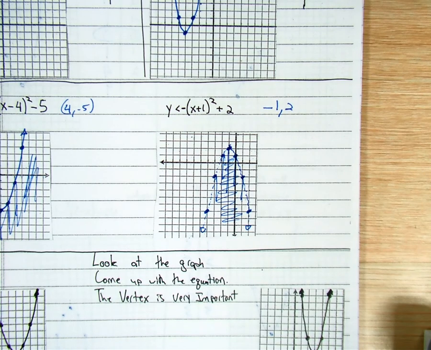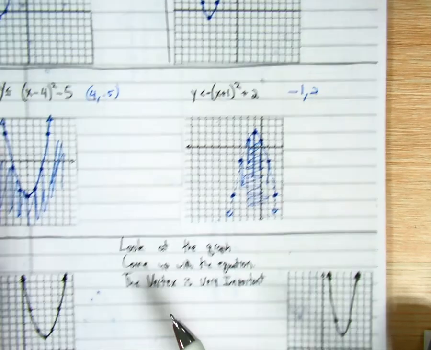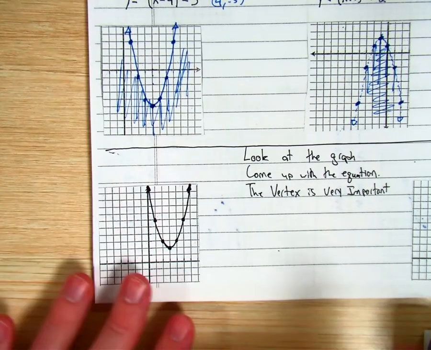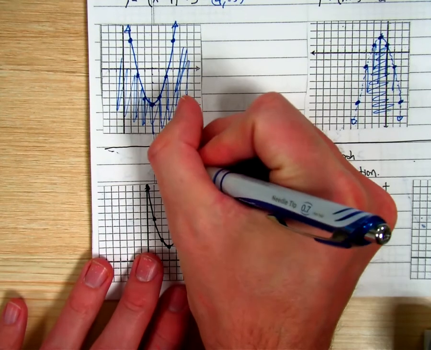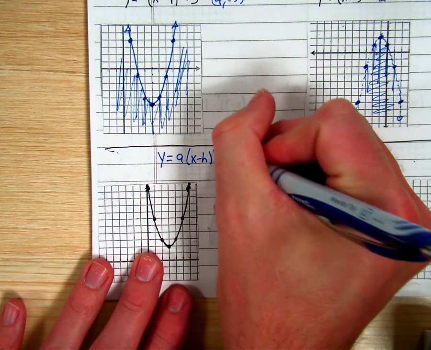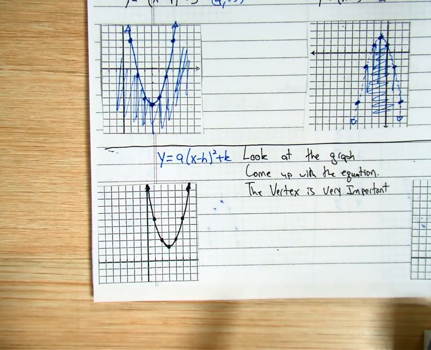You guys are doing good. We're almost done. Stay with me. One last problem. And if you've been doing good with these, this should be pretty easy. It's going to look scary, but it's not that bad. Remember our standard form here: a times x minus h squared plus k. So look at the graph. It's just an equals one, not an inequality. Come up with the equation.